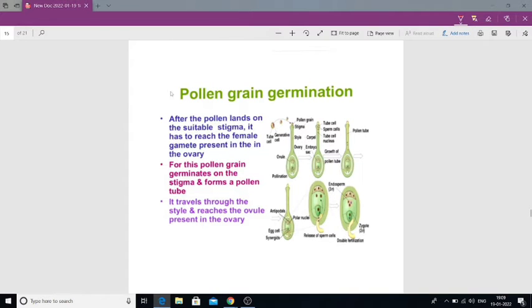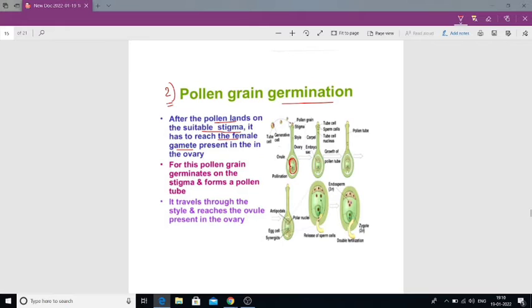Now we have reached the second step, pollen grain germination. Pollen grain germination means after pollination, after the pollen lands on a suitable stigma, it has to reach the female gamete, which is located inside the ovary. So it is quite a distance from the stigma.